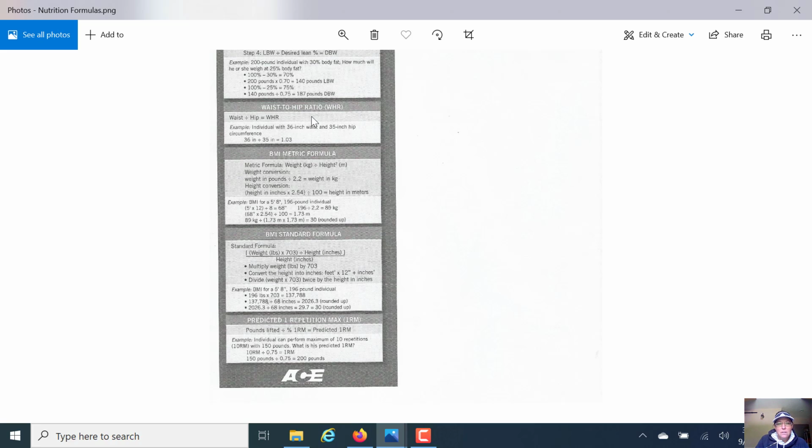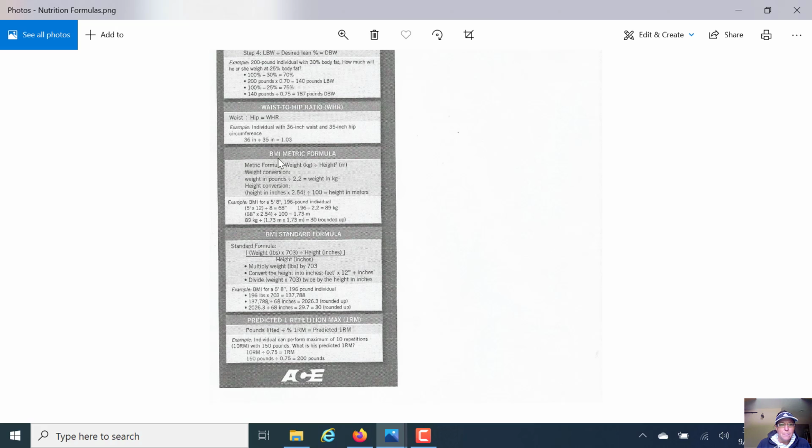The next formula here is the waist to hip ratio. So real simple. Basically, waist measurement divided by your hip measurement will give you that waist to hip ratio. So for example, if somebody had a 36-inch waist and a 35-inch hip circumference, 36 inches divided by 35 would be a 1.03. And there are tables that we can use to determine whether that is healthy or unhealthy as far as waist to hip ratio.